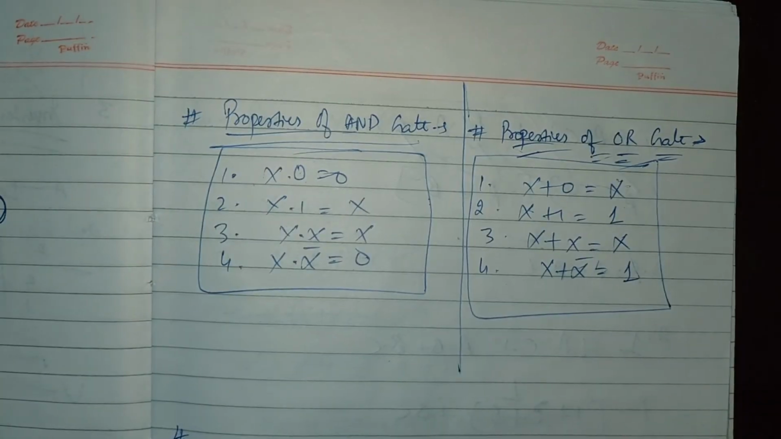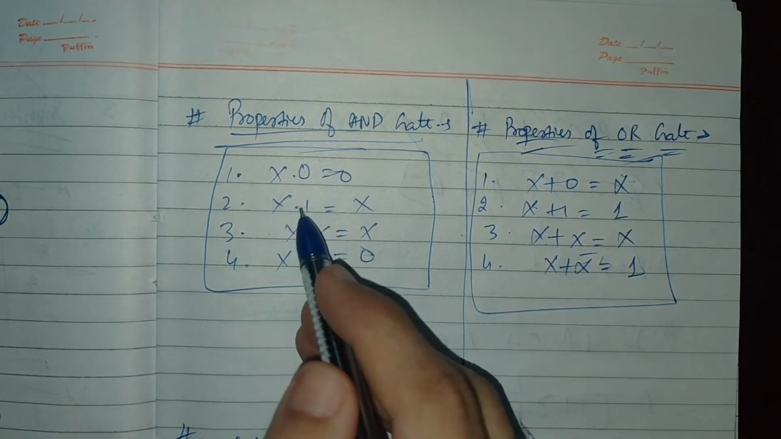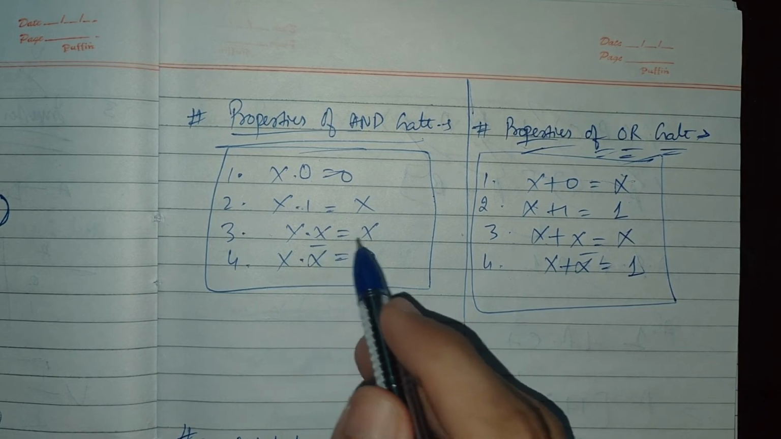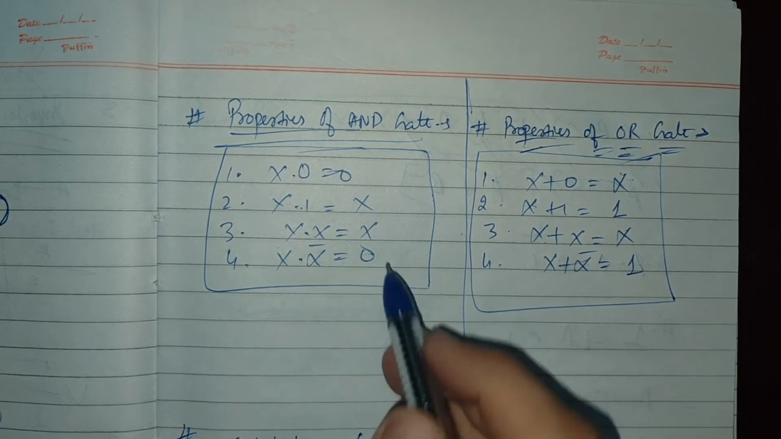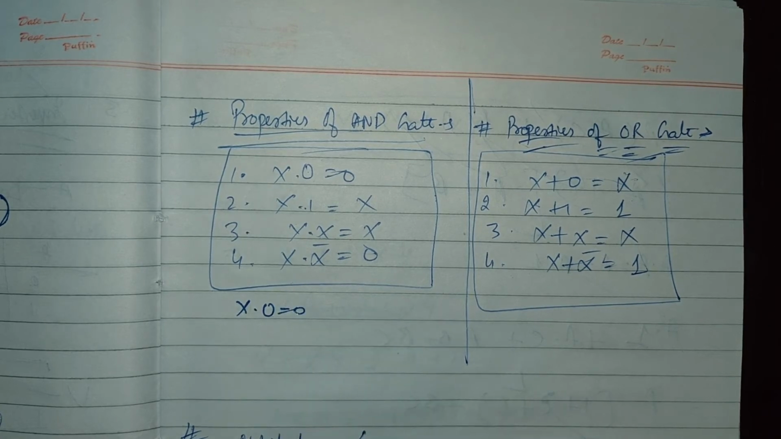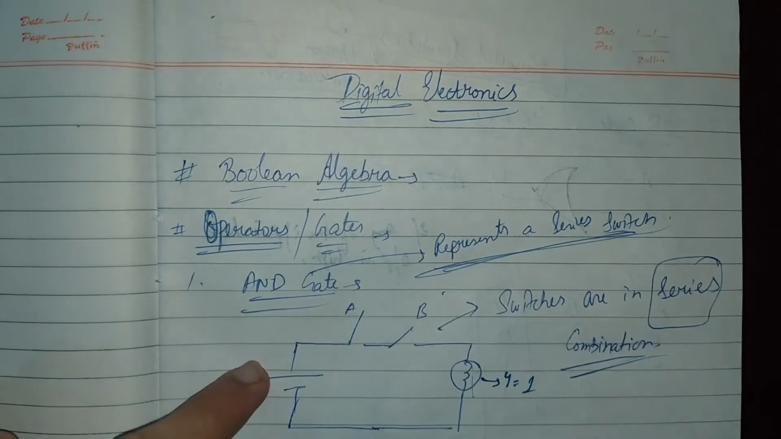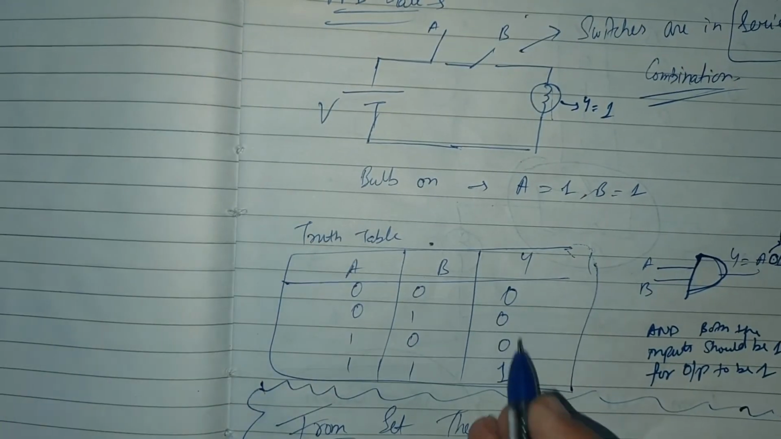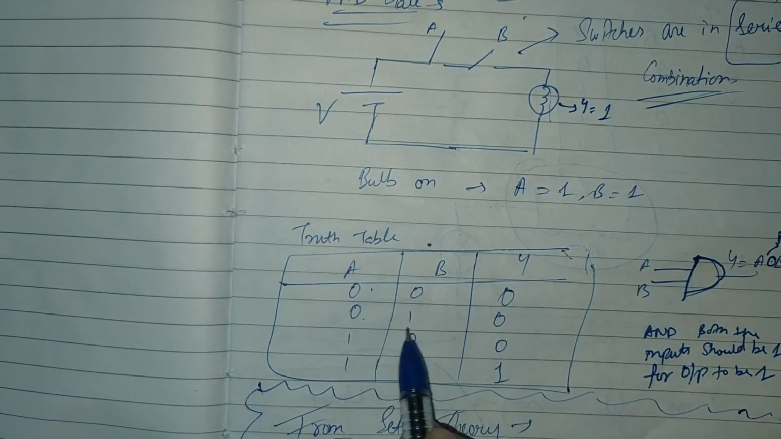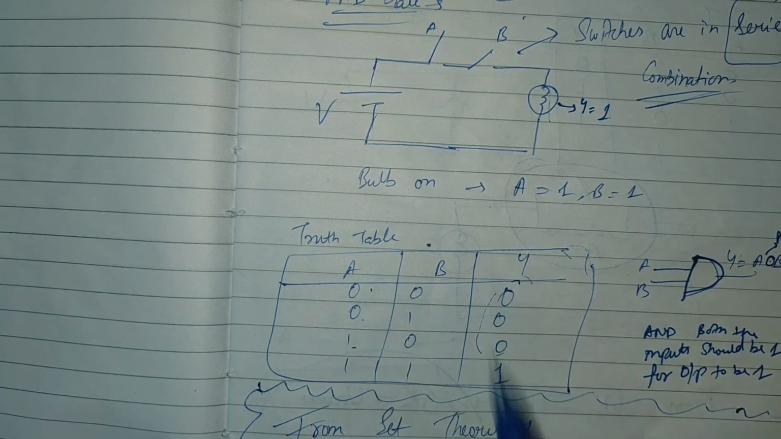Properties of AND and OR gates. x dot 0 is 0, x dot 1 is x, x dot x is x, x dot x bar is 0. We can see x dot 0 is 0 because of the truth table of the AND gate. You can see if any of the input is 0, output would be 0.